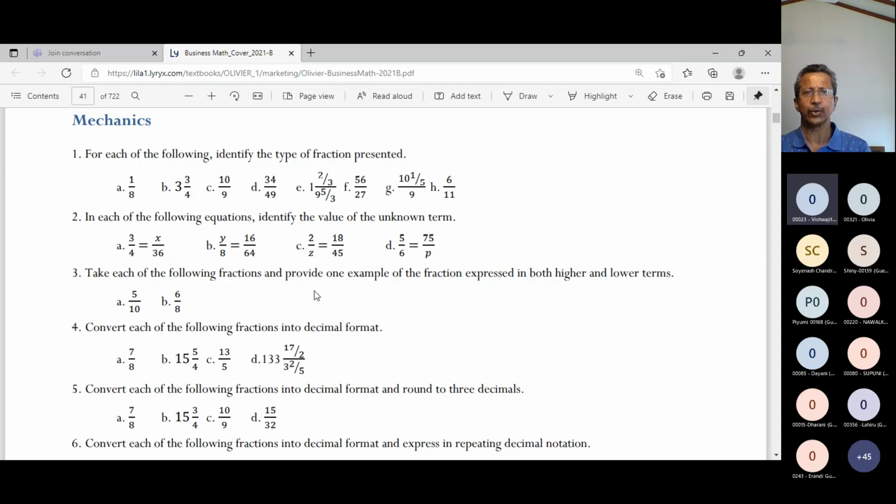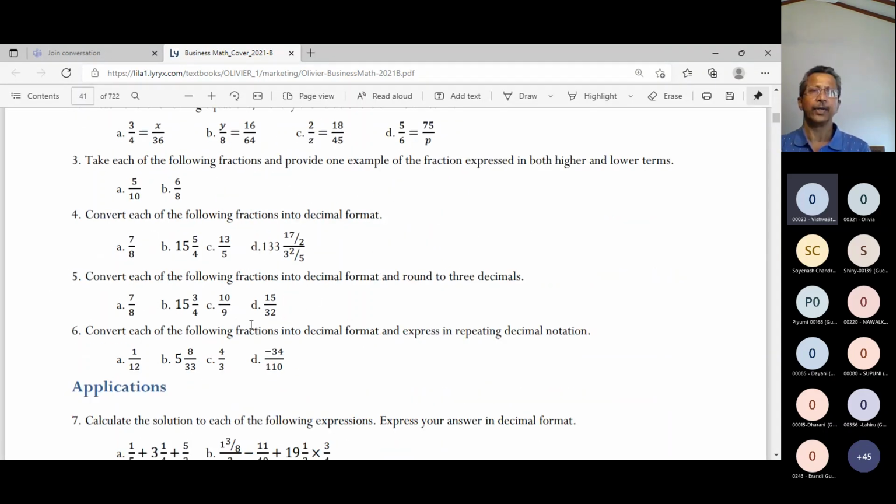Yeah, we did this two, no? Two. We did two, A, B, C, D. Right. 3 is take each of the following fractions and provide one example of the fraction expressed in both higher and lower terms. Now, this 5 upon 10 and 6 upon 8 show us higher and lower terms, this fraction. Okay. So, we'll go back to the board.